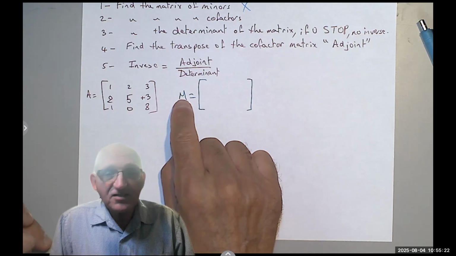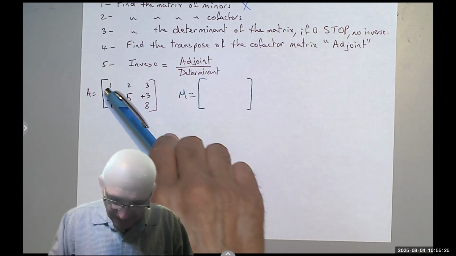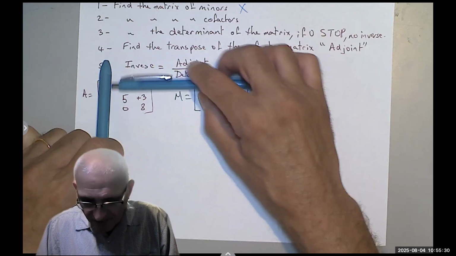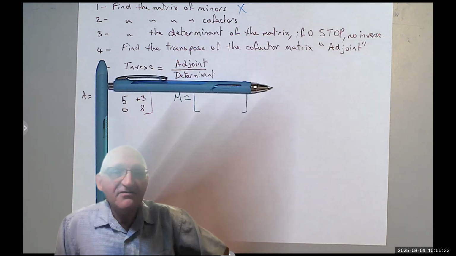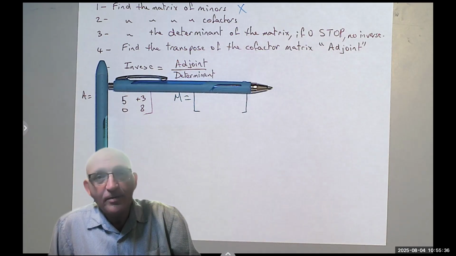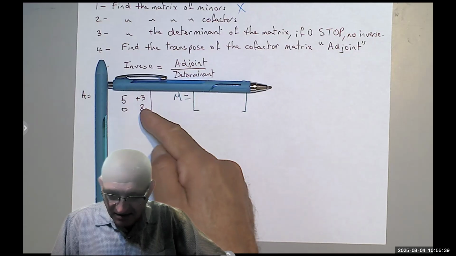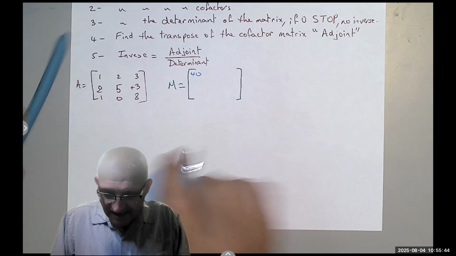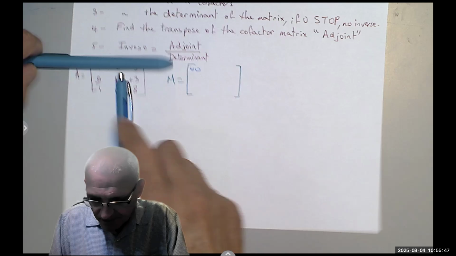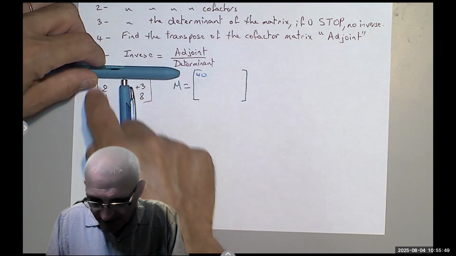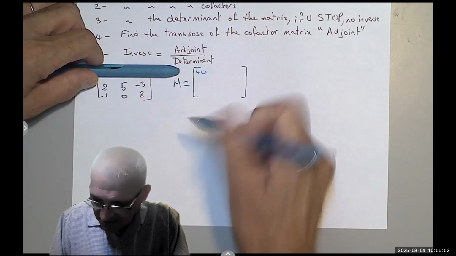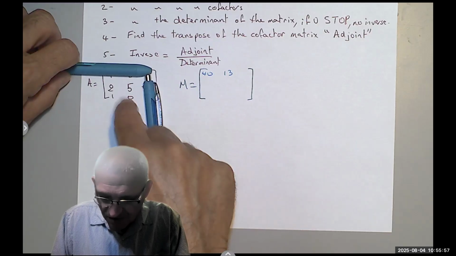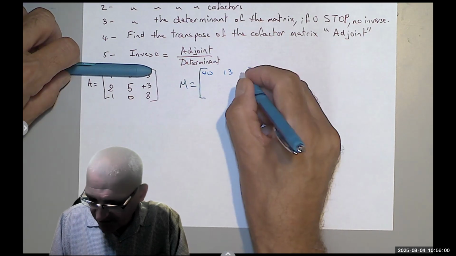We said to find the matrix of minor. We are going to, so for example, if I want the minor of 1, I'm going to hide the row and column in which the 1 occurs and evaluate the determinant of the resulting 2 by 2 matrix. 5 times 8 minus 0 is 40. So I write 40. And then I find it for 2. 2 times 8 is 16, minus 3 is 13. Then I'm going to find it for 3. 2 times 0 is 0, minus 5 is negative 5.